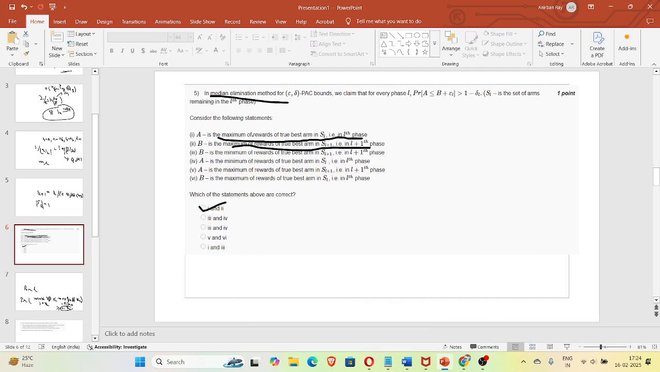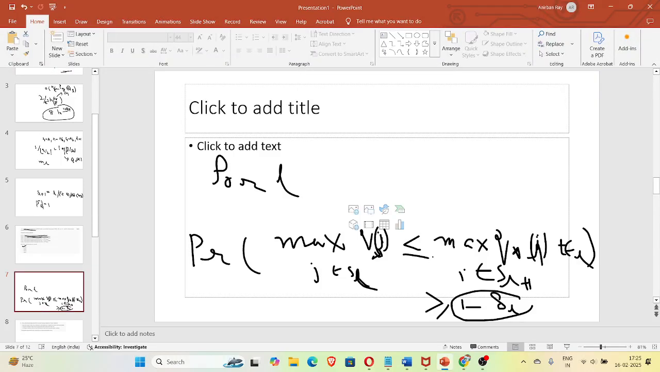So this is the maximum of the reward of the true best arm SL in the Lth phase, and after that it is the L plus 1th phase. So what is happening is that the Lth phase one is a little bit higher than this, but if you are adding a small epsilon, then it becomes higher. That is why we are updating to this value; the combined value is a little higher than the previous one.